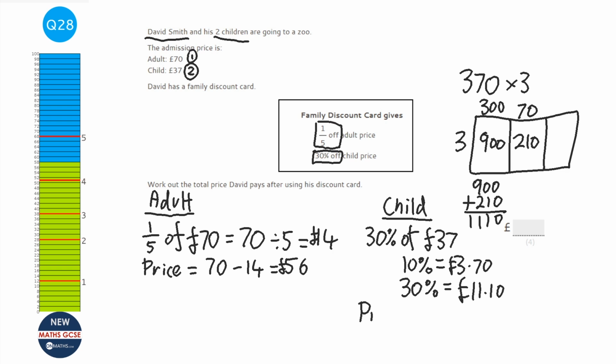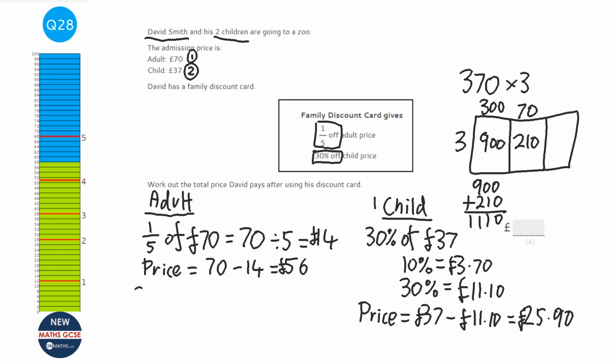And so we want to work out the price. So it's going to be £37, take away £11.10. So if you take away 10 is 27, take away 1 is 26, take away 10 is £25.90. Now that's for 1 child, so that's 1 child.